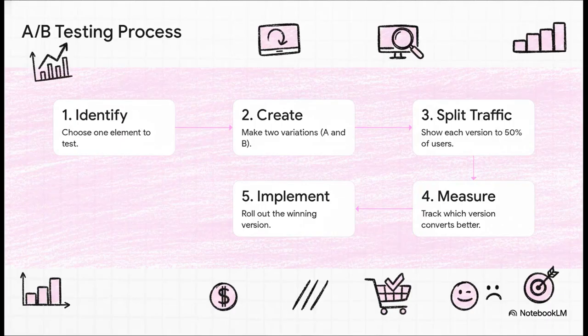The process itself is so simple and scientific. First, you pick just one thing to test. Then, you create your 2 versions. You split your traffic right down the middle 50-50. Then, you sit back and measure the results. Whichever version gets more conversions is your winner. And then, you roll out that winning version to everybody. The key here, and I can't stress this enough, is to be disciplined and only test one thing at a time.